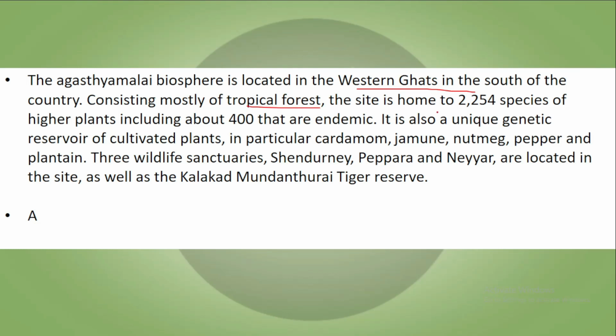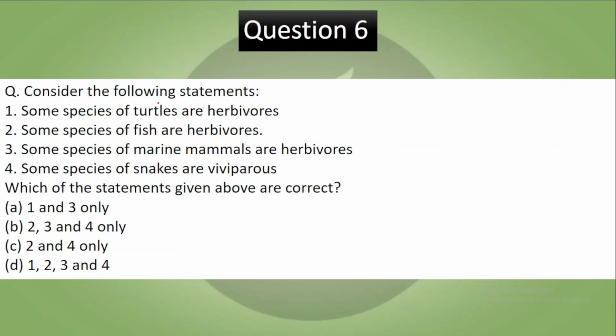The site is home to 2254 species of higher plants, including more than 400 which are endemic, specific to these places. It is also a unique genetic reservoir of cultivated plants, in particular cardamom, jamun, nutmeg, pepper plantation. All these things are found here. The 3 wildlife sanctuaries, which are Shendurney, Peppara, Neyyar, are located at the site, as well as the Kalakkad Tiger Reserve.